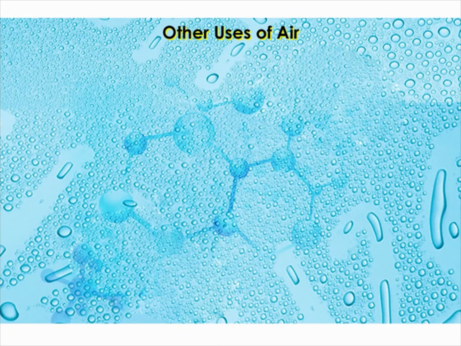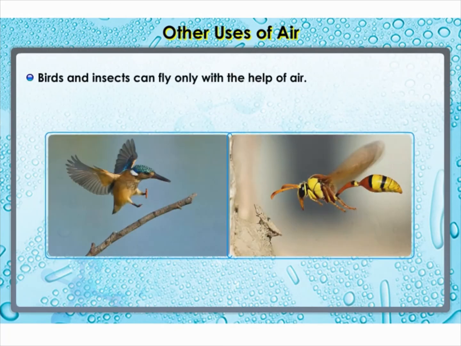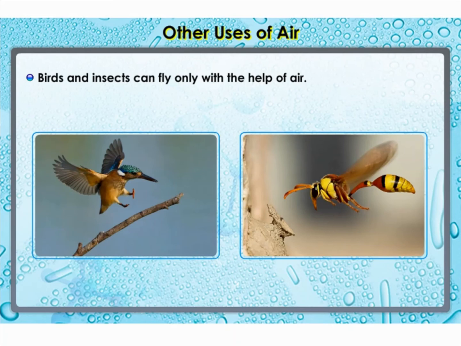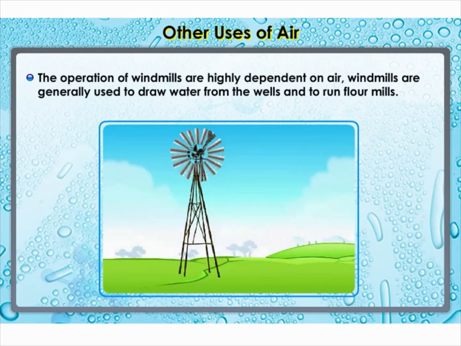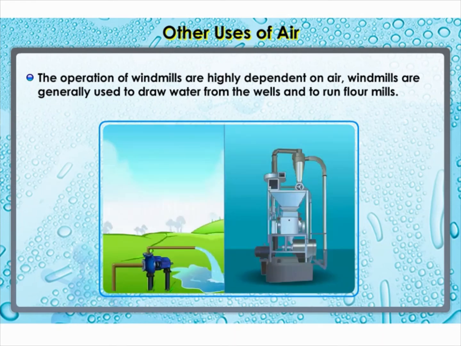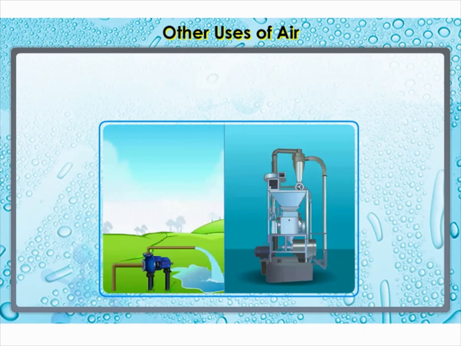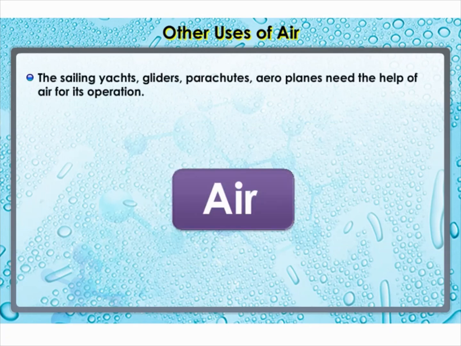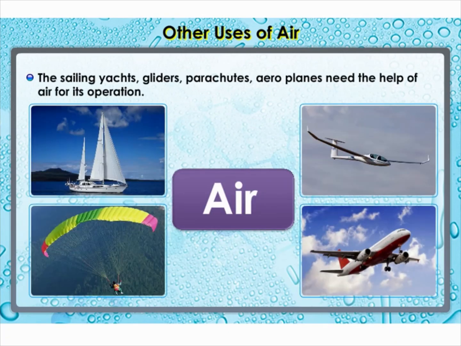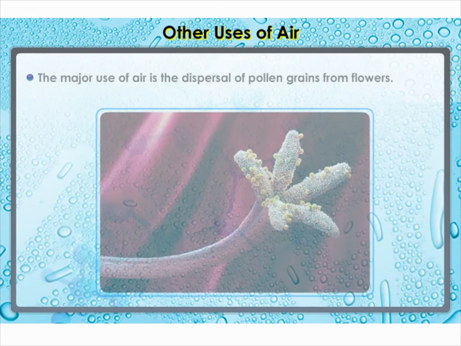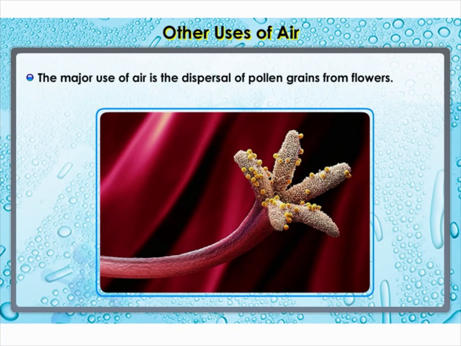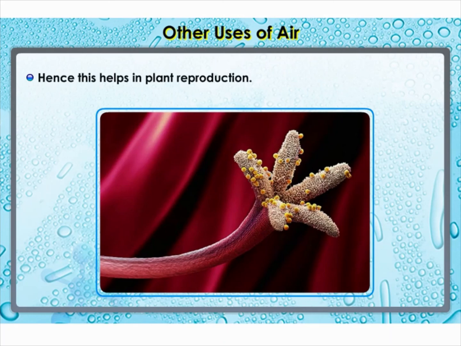Other uses of air. Birds and insects can fly only with the help of air. The operation of windmills is highly dependent on air. Windmills are generally used to draw water from the wells and to run flour mills. It's also used to generate electricity. The sailing yachts, gliders, parachutes, aeroplanes need the help of air for their operation. The major use of air is the dispersal of pollen grains from flowers. Hence, this helps in plant reproduction.